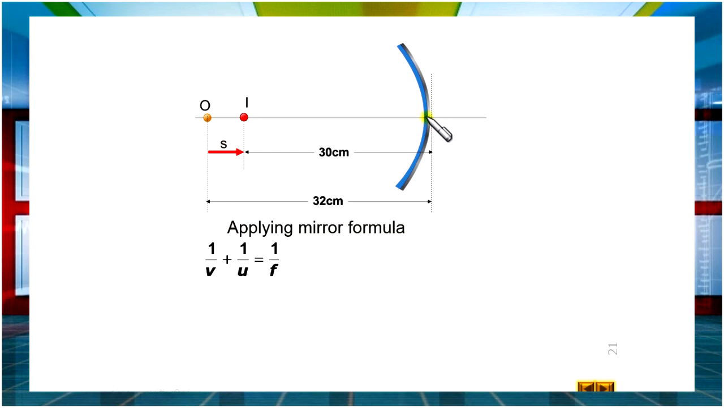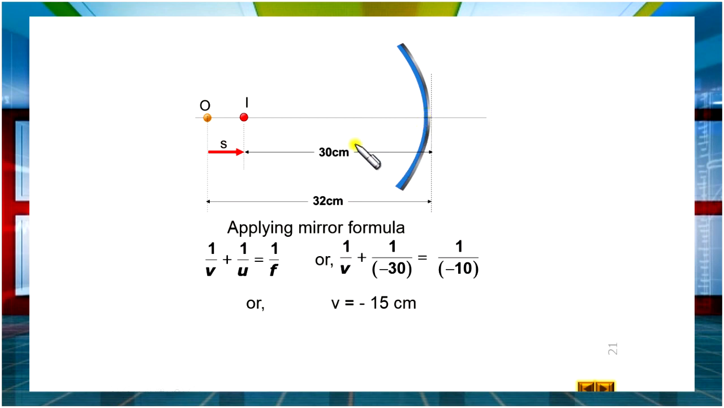That means the right direction measured from the mirror should be taken with the positive sign, but u is on the left side. That means for measuring the u, we need to move in the left direction. That means u should be equal to minus 30, and focal length should be somewhere here. So focal length is also negative, that is equal to minus 10. So let us substitute the value of u and f. And if we calculate this value, v equals minus 15 cm. Okay, this is the position of the image formed after reflection through this concave mirror.